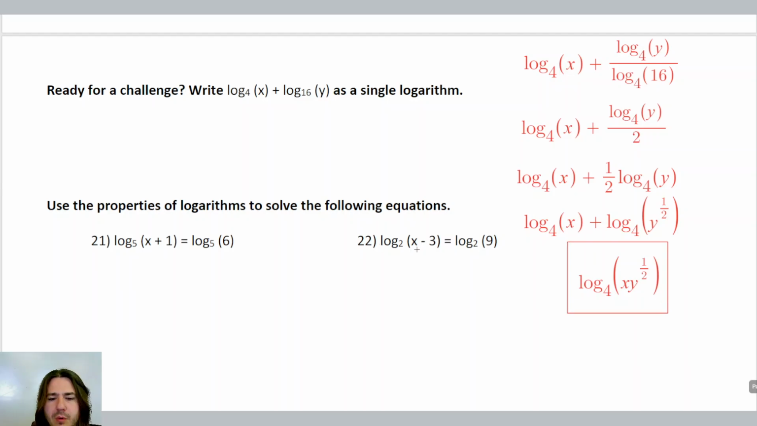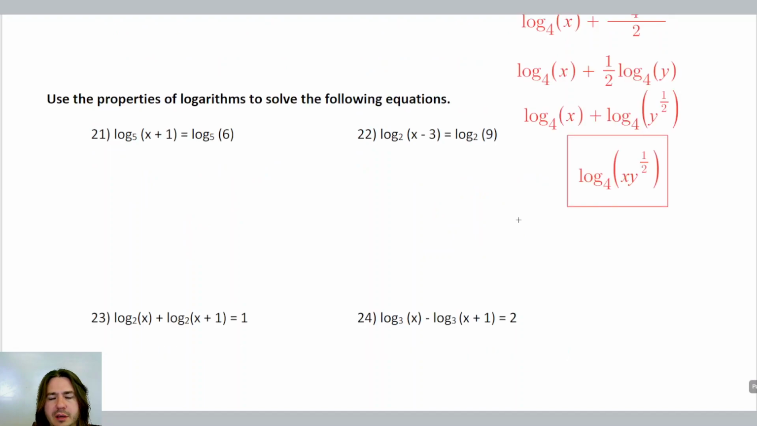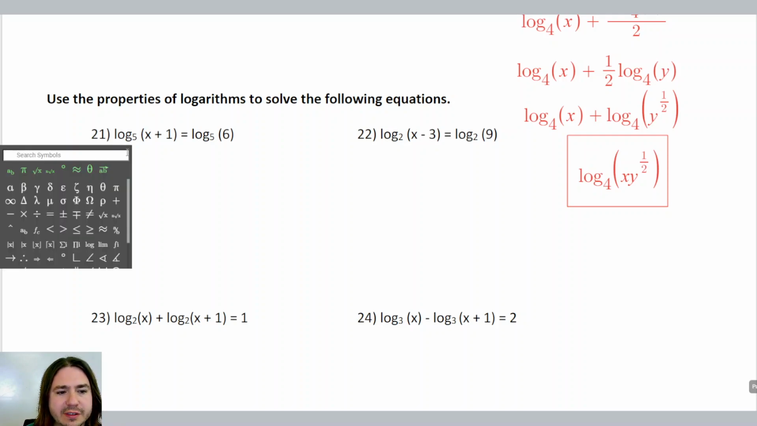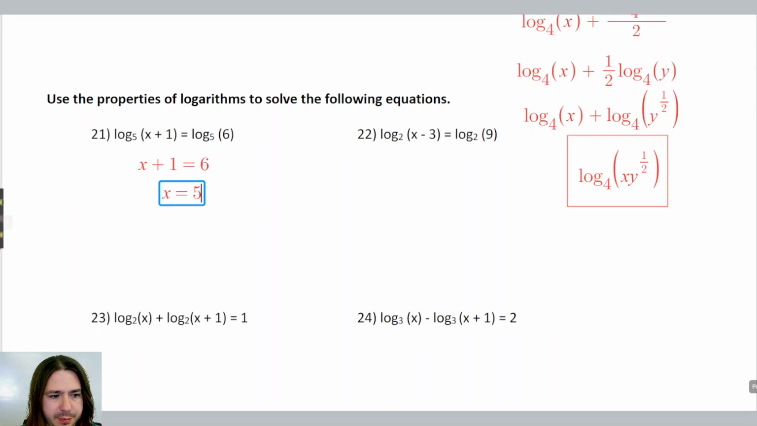Okay, so it looks like we've just got a couple more problems here, and we are going to use the properties of logarithms to solve these. On number 21, notice that these two logarithms are equal to each other. So we can drop the log base 5s and just set the arguments equal to each other and get x plus 1 equals 6. So we could subtract 1 from both sides and get x equals 5. And there's your solution to number 21.